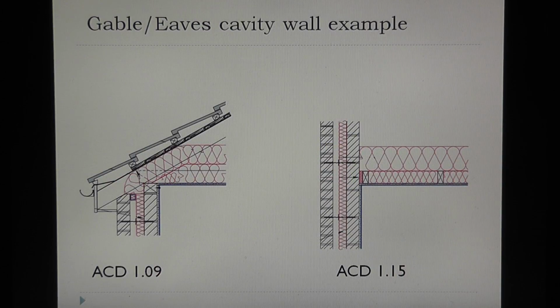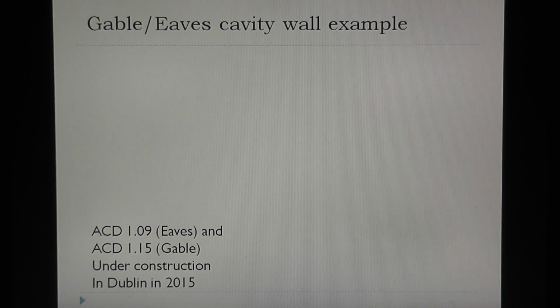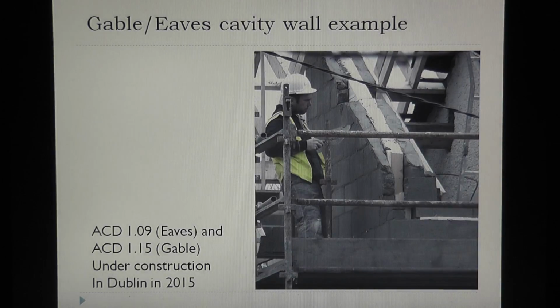Now, if we look at that junction in 3 dimensions, we also get another problem. If we look at ACD 1.09, which is where the eaves meets the gable wall, we're going to consider that junction in 3 dimensions using strict compliance with the ACDs. And here's an example of one under construction in Dublin in the last few weeks.